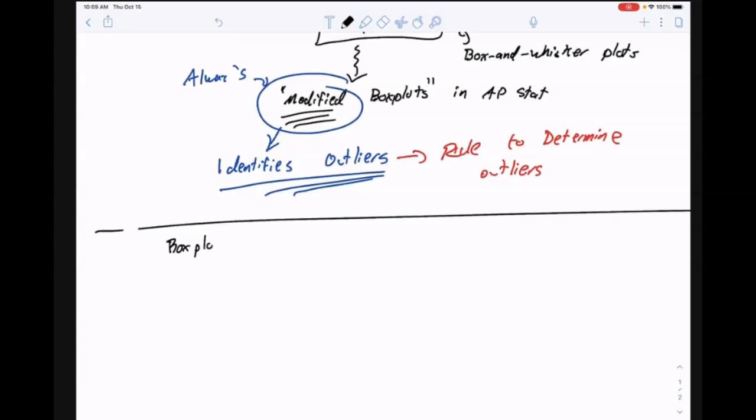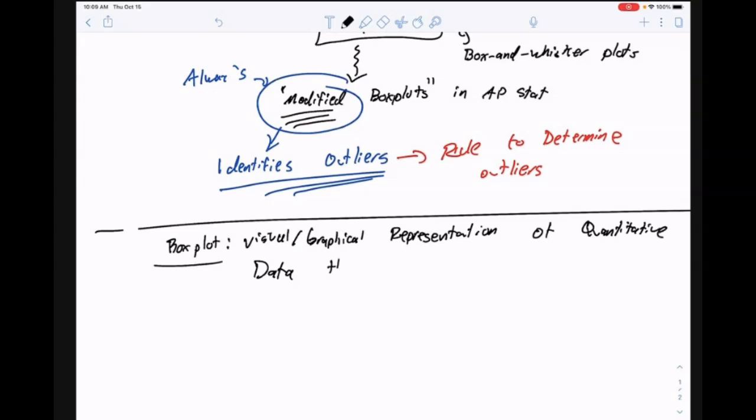So a box plot is a visual/graphical representation of quantitative data that uses/shows the 5-number summary along with identifying outliers.